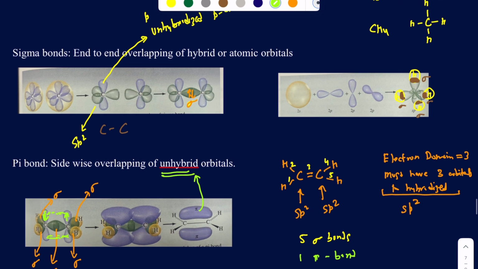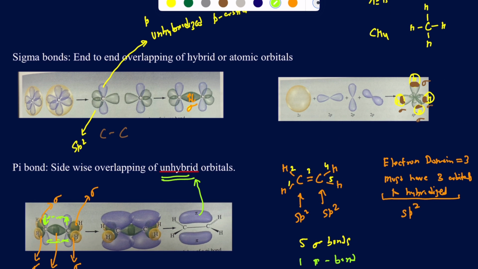Now, do you really have to write down every single thing, or do you really have to write down this drawing and whatnot to figure out what the hybridization is going to be?